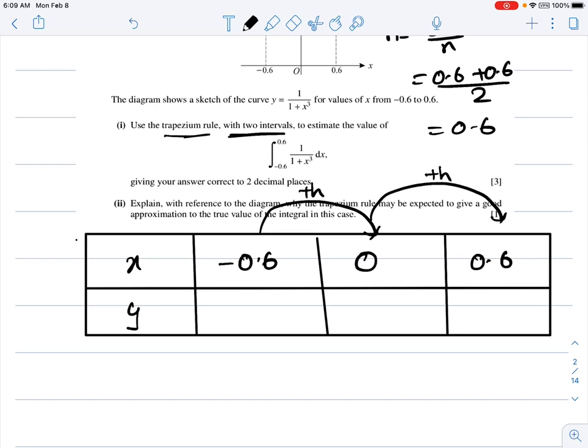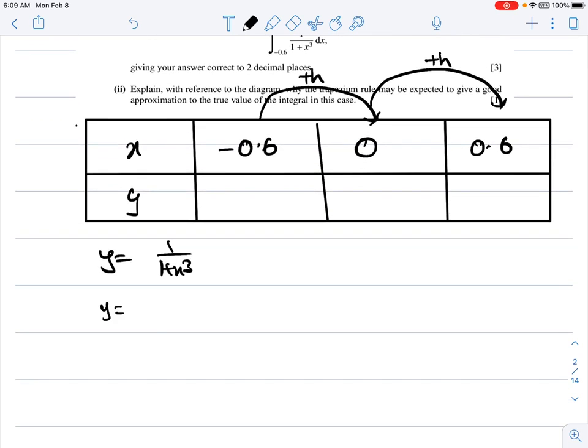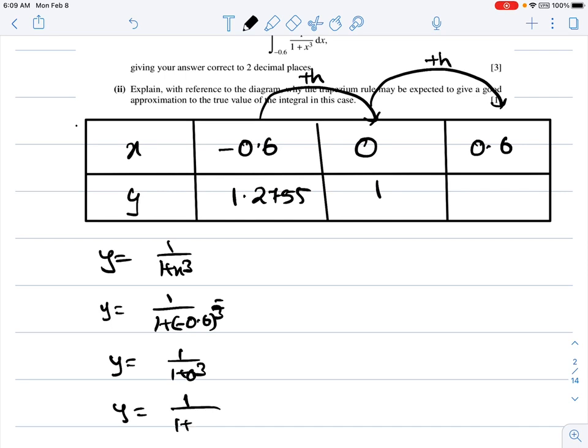We know that y is equal to 1 upon 1 plus x cube. First I'm going to plug in negative 0.6 whole cube. So when I plug in negative 0.6 whole cube, I'm going to get 1.2755. I write that there. Next I plug in 0, so 1 by 1 cube becomes 1. Then I'm going to plug in positive 0.6 whole cube, so I'm going to get 0.8223. So I got these values.